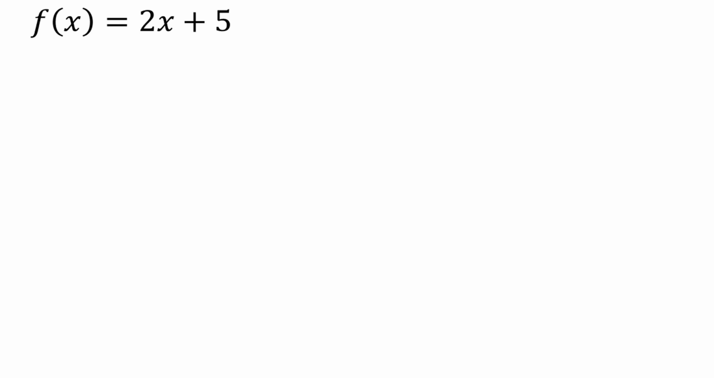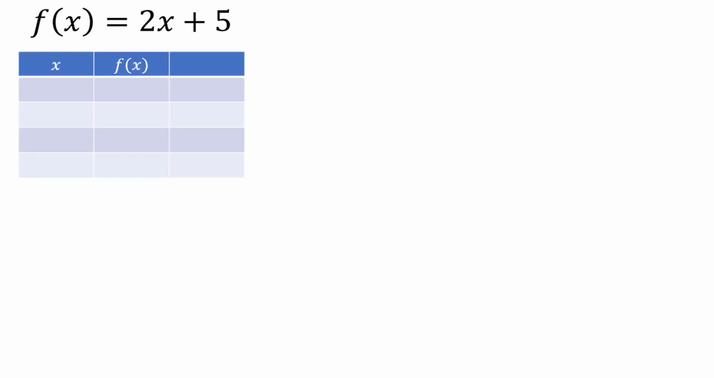Welcome, my friends. Consider the function f of x is equal to 2x plus 5. We could create a table of values to evaluate various inputs into this function. If we plug in x is equal to 0, we will get 2 times 0 plus 5, which is equal to 5. If we plug in x is equal to 1, we will get out 2 times 1 plus 5, which is equal to 7.